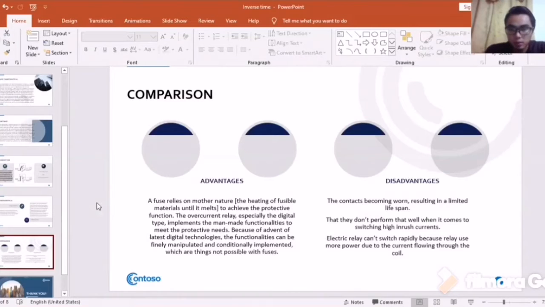The disadvantage is the contact becoming worn, resulting in a limited lifespan, so they don't perform well when it comes to high increased current. An electric relay cannot switch rapidly because the relay uses more power due to the current flowing through the coil.